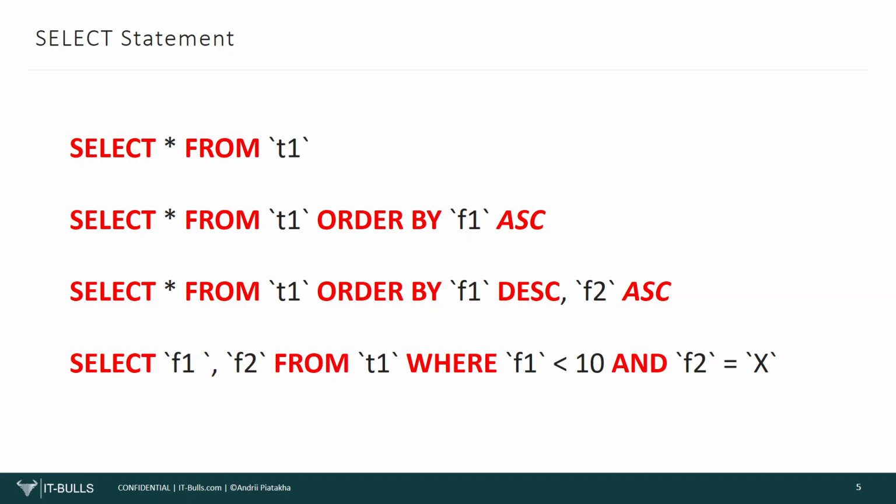Besides selecting all rows with all fields, you can be more specific. For example, after the select keyword, you can list fields that you want to extract. Also, you can put a where clause and specify select conditions. In this case, we need to select all rows where field 1 has to be less than 10 and field 2 has to be equal to x.